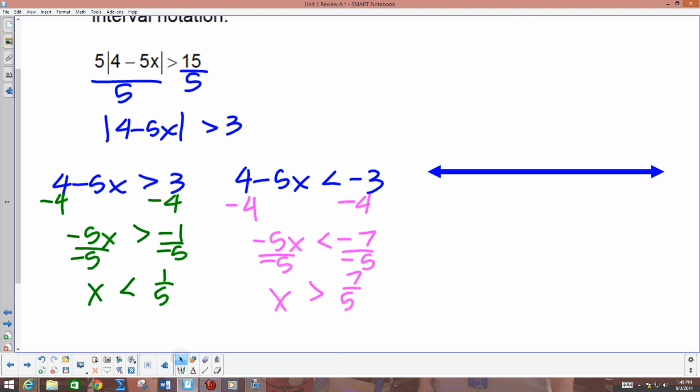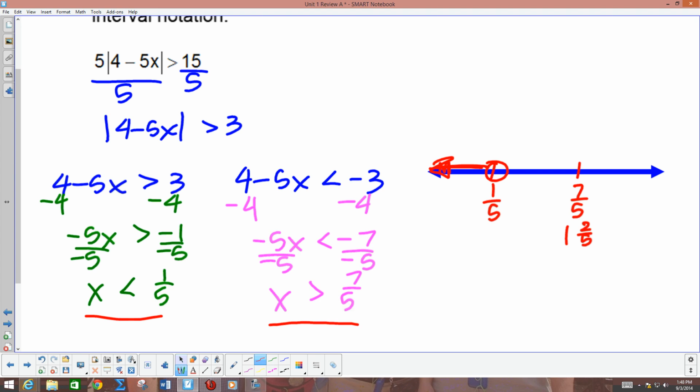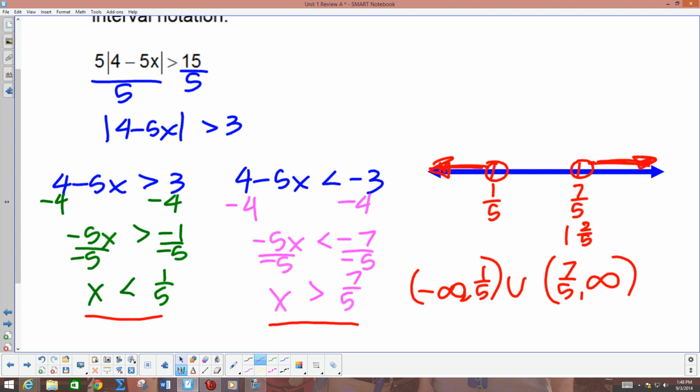I have two numbers. I have 1/5 and 7/5, which is the same as 1 2/5. So either way, the first one over here is x is less than 1/5. So open circle, less than. This one is saying I want x is greater than. Open circle, greater than. And as I look at my inequality, I'm going from negative infinity to 1/5, parentheses, union, 7/5 to infinity. And that's number 15.